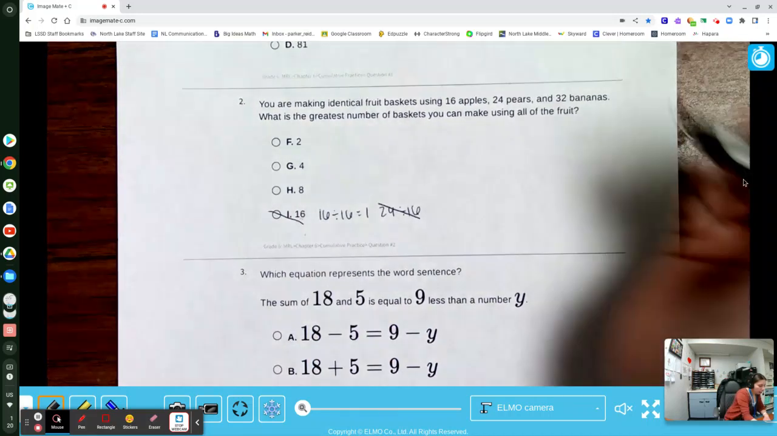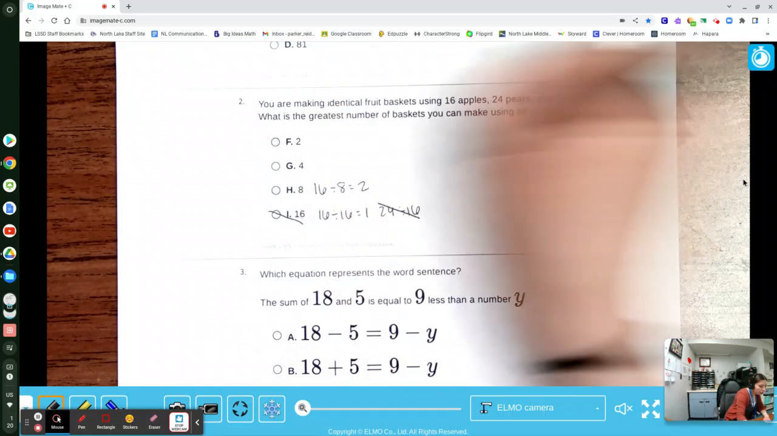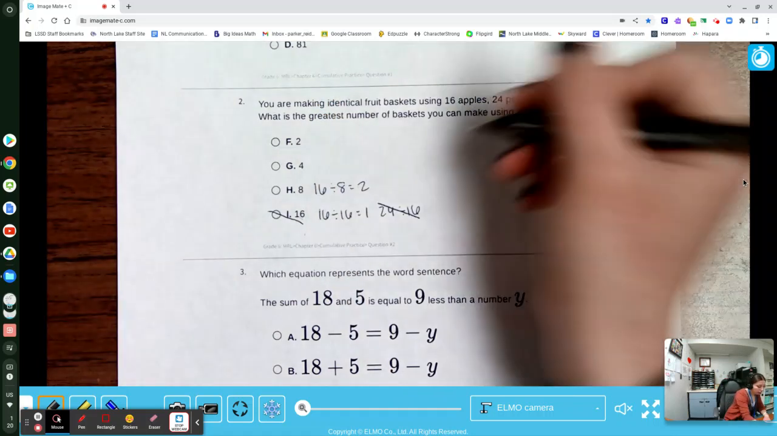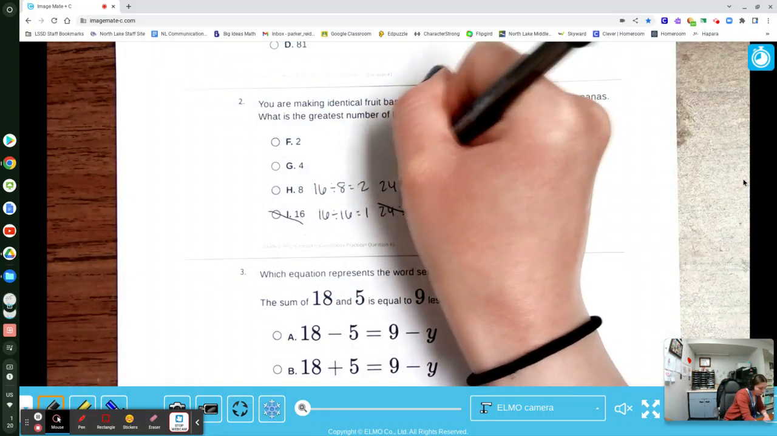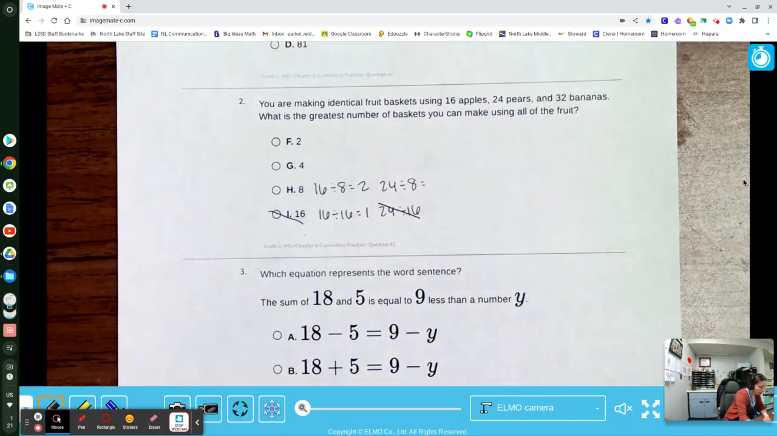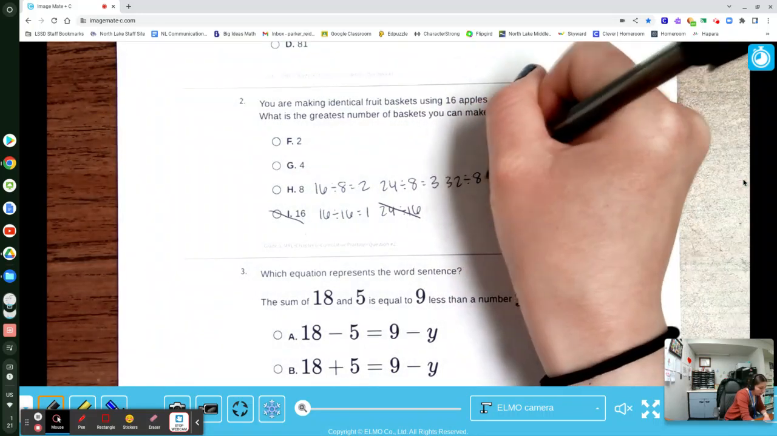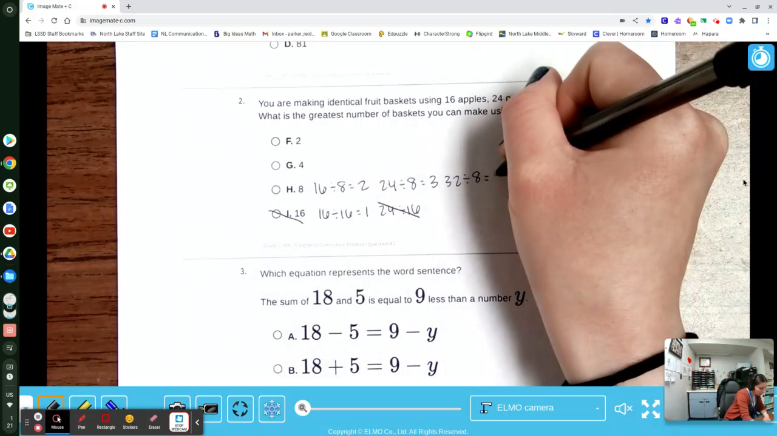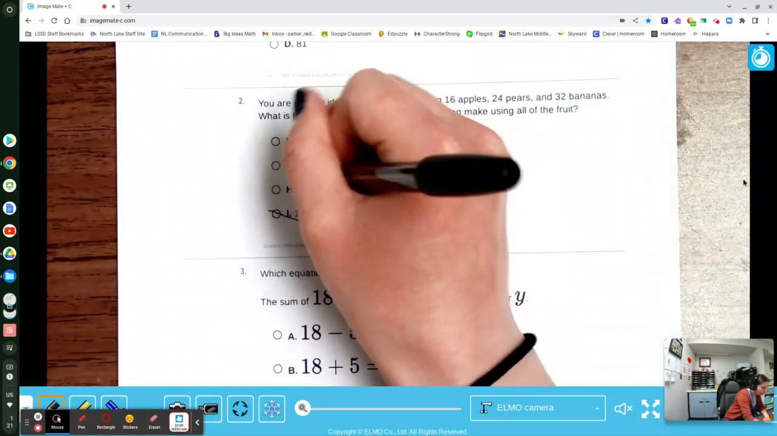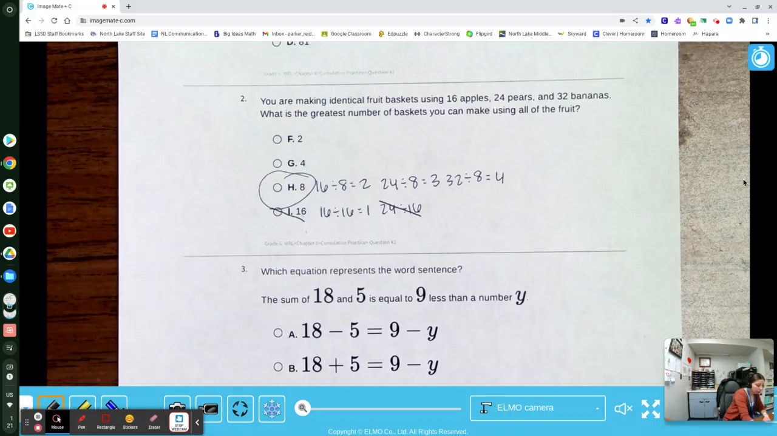Let's choose the next greatest option. So 16 apples split evenly among 8 baskets. That would be 2 apples per basket. And then we'll try 24. 24 divided by 8. So 24 pears split evenly into 8 baskets. That is 3 pears per basket. And finally, 32 bananas split evenly into 8 baskets. That would be 4 bananas per basket. So it looks like this is their greatest common factor. It's the largest number that fits evenly into all 3 of these numbers.